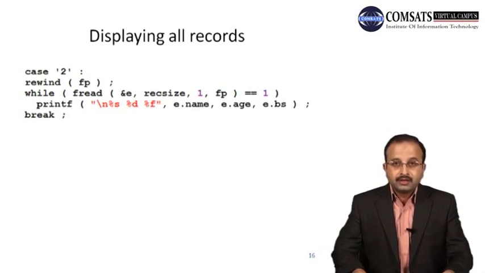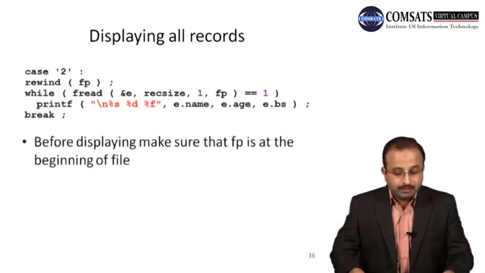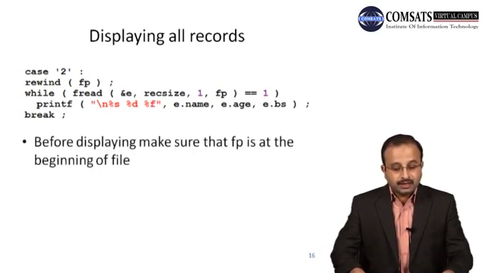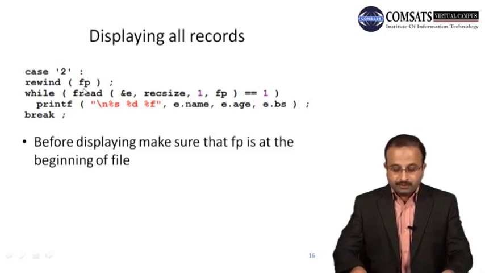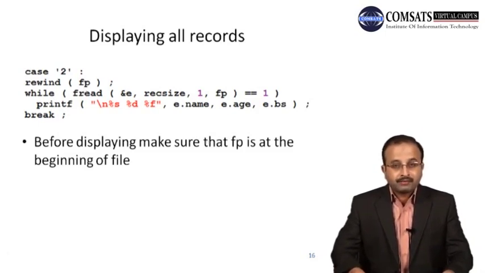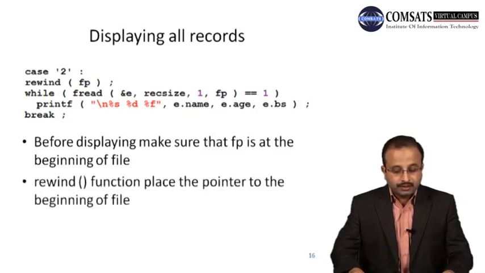So display is very simple, and before displaying make sure that the file pointer is at the beginning of the file. So we have a rewind function, we pass it the file pointer, and what the rewind function will do, it rewinds the file pointer, and the file pointer points to the beginning of the file. That is, the rewind function places the pointer at the beginning of the file.